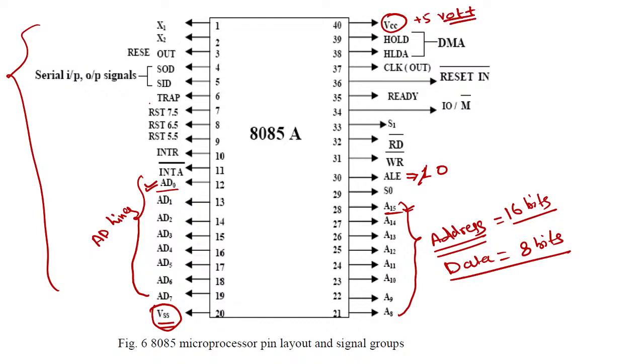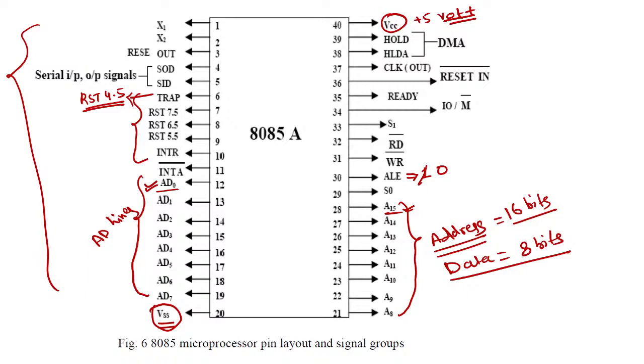Then we have interrupts. In total we have 5 interrupts in the 8085 microprocessor: INTR, RST 5.5, RST 6.5, RST 7.5 and TRAP. Out of these 5 interrupts, TRAP is also called RST 4.5. All these interrupts are categorized as vectored interrupts and non-vectored interrupts. We will see the kinds of interrupts.